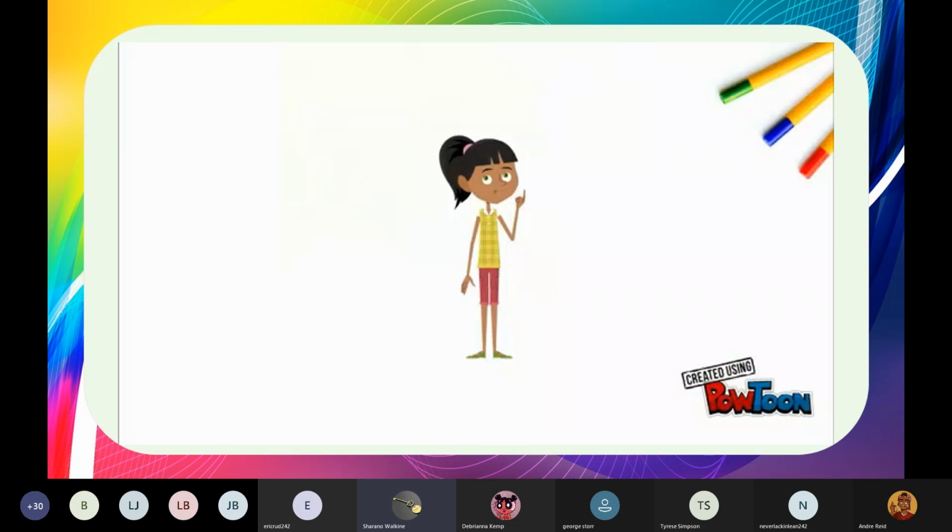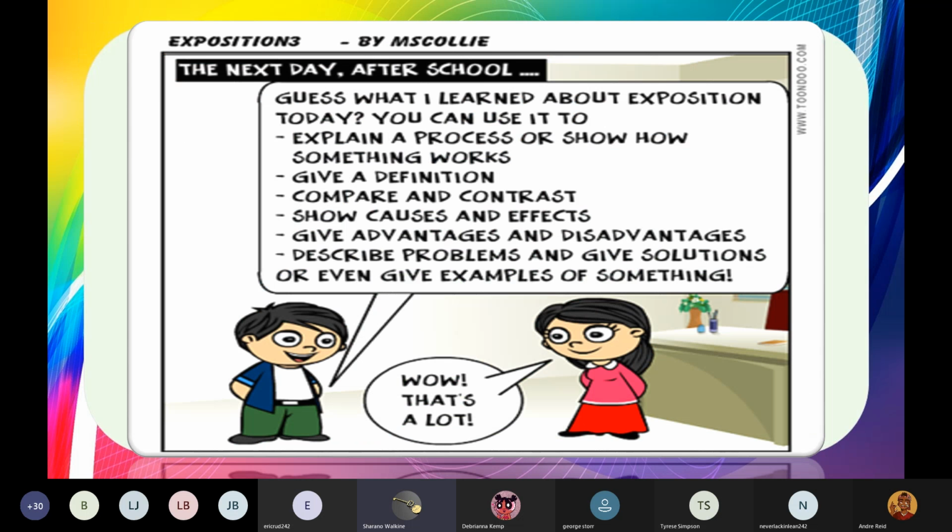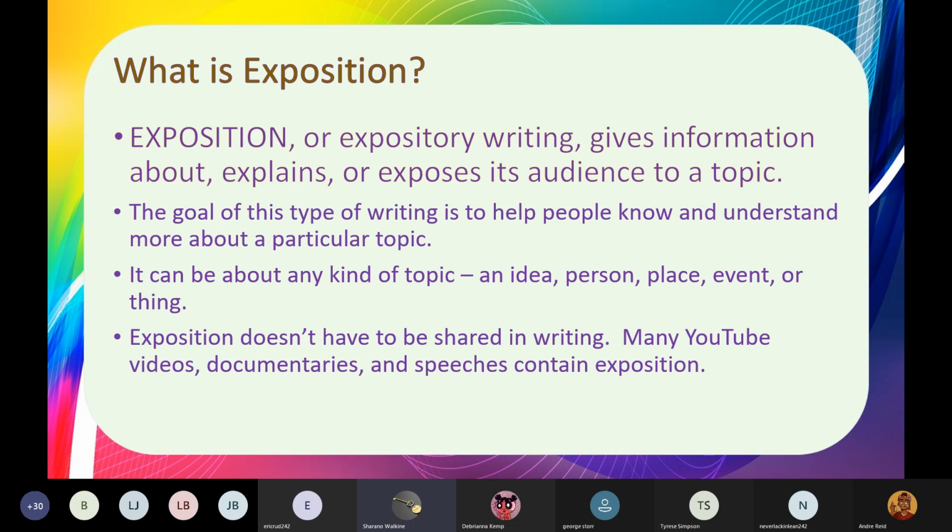All right, so we don't need to go through this because this was done yesterday. Just as a reminder, exposition or expository writing gives information about, explains, or exposes its audience to a topic. The goal of this type of writing is to help people know and understand more about a particular topic. It can be about any kind of topic, an idea, person, place, event, or thing. And that's what's so exciting.